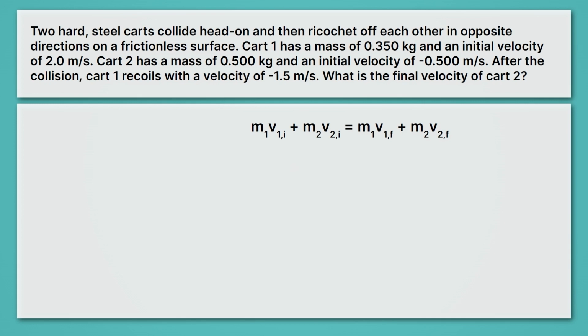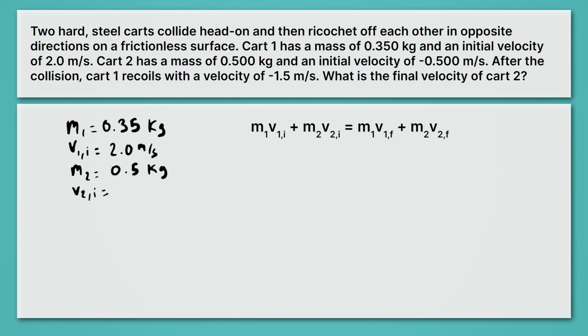First, let's list information about cart 1. We know the mass of cart 1 is 0.35 kilograms. We know that the velocity of cart 1 initially is 2.0 meters per second. Then we know the mass of our second cart, which is a little heavier than our first cart, is 0.5 kilograms. The velocity of that second cart initially is going to be 0.5 meters per second, and it's negative because it's in the opposite direction.